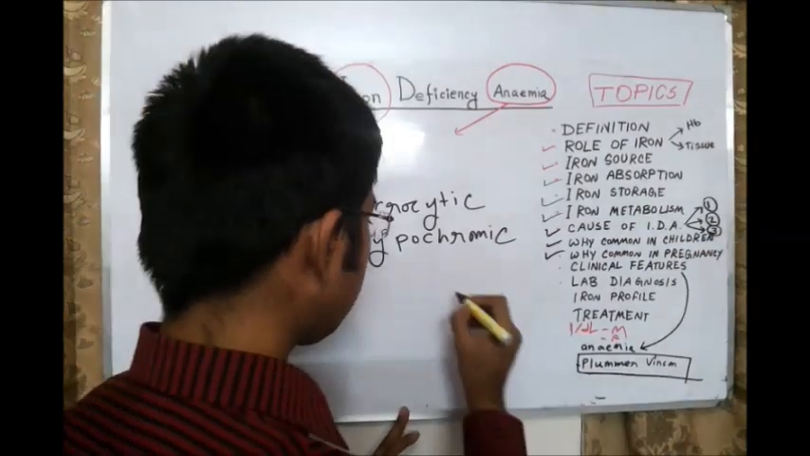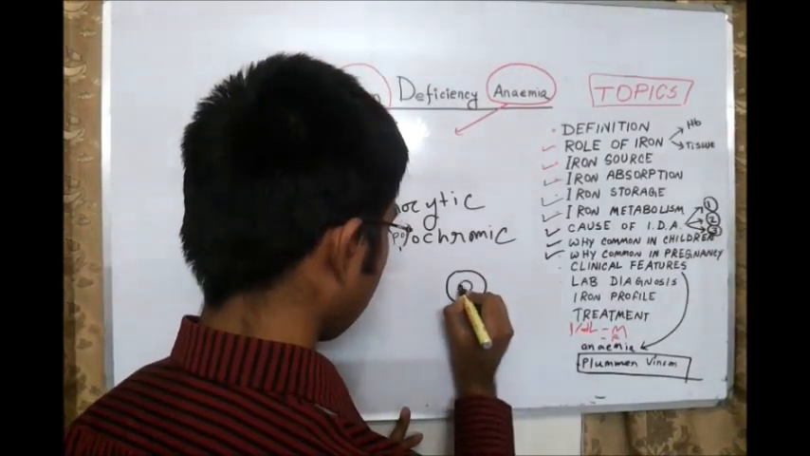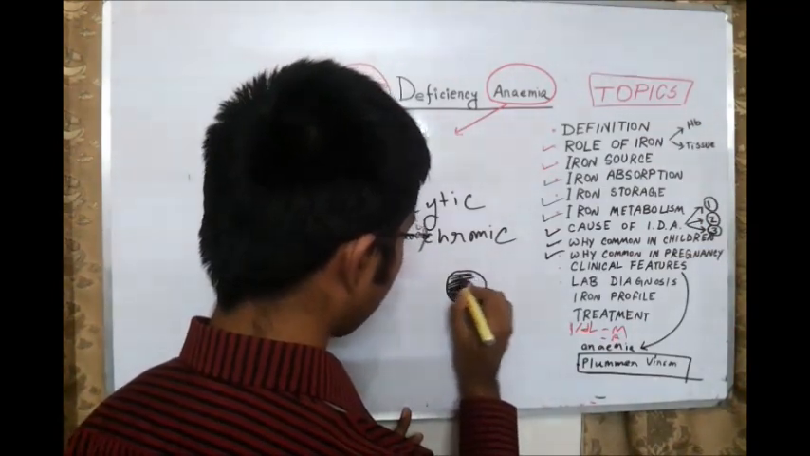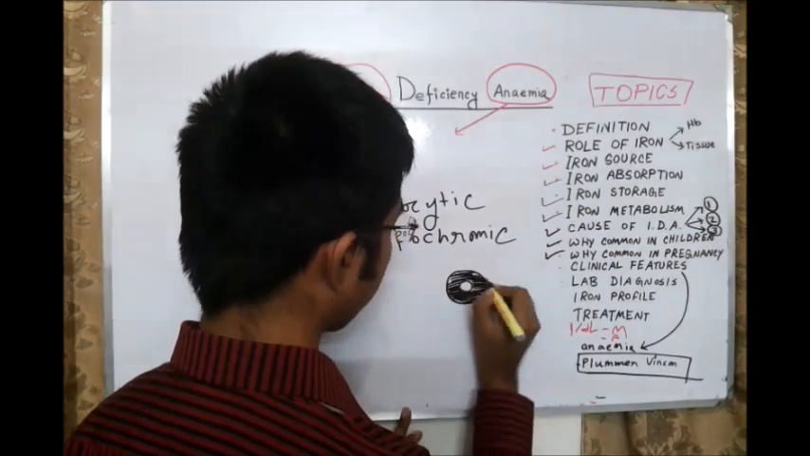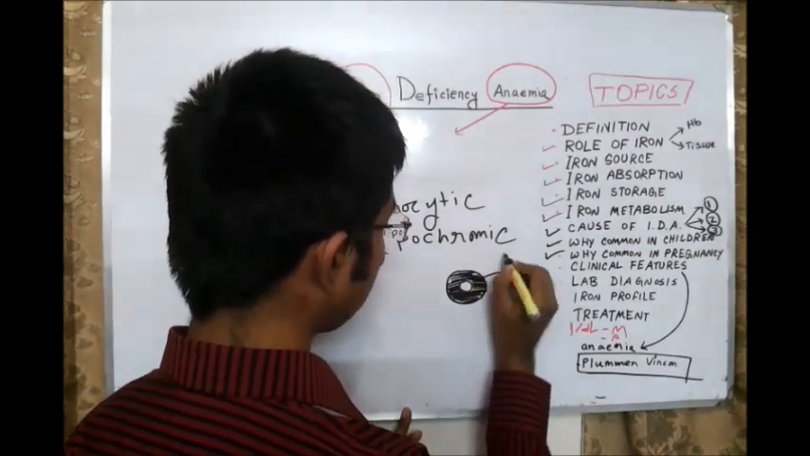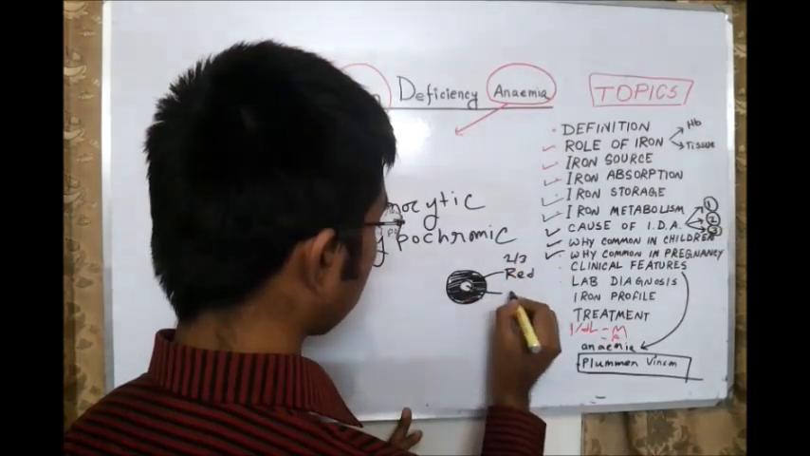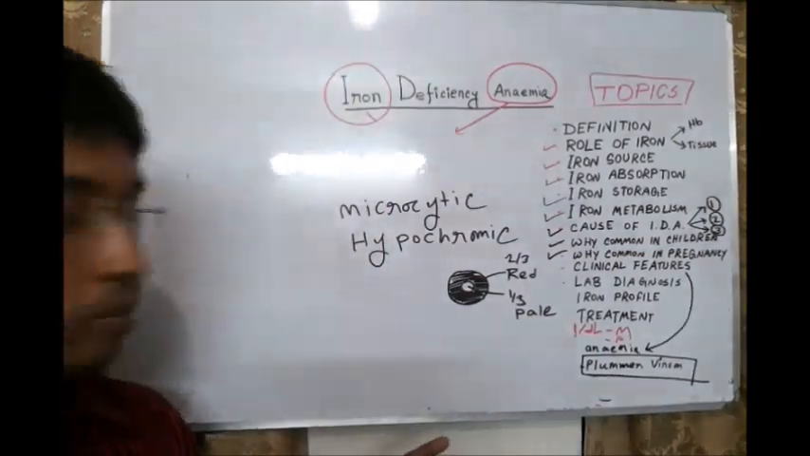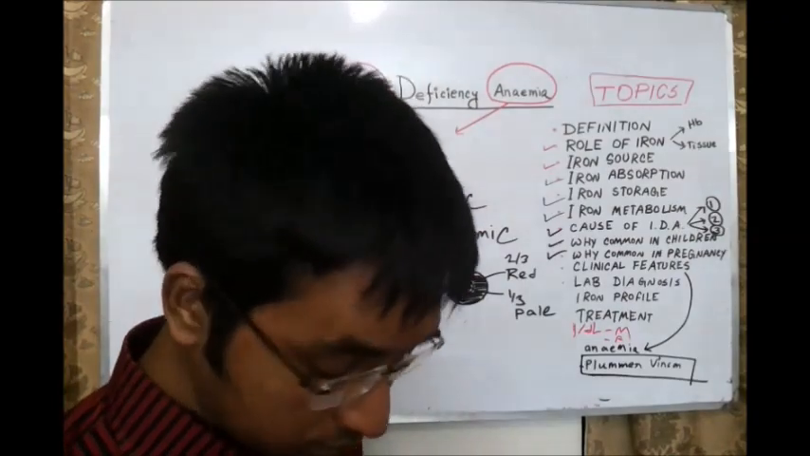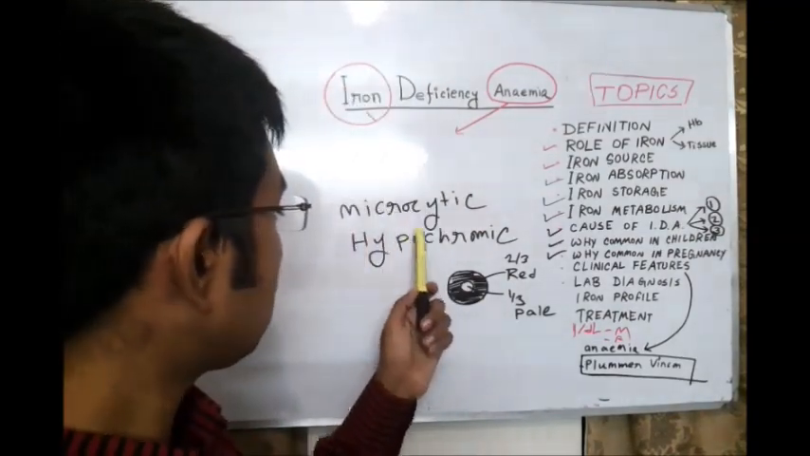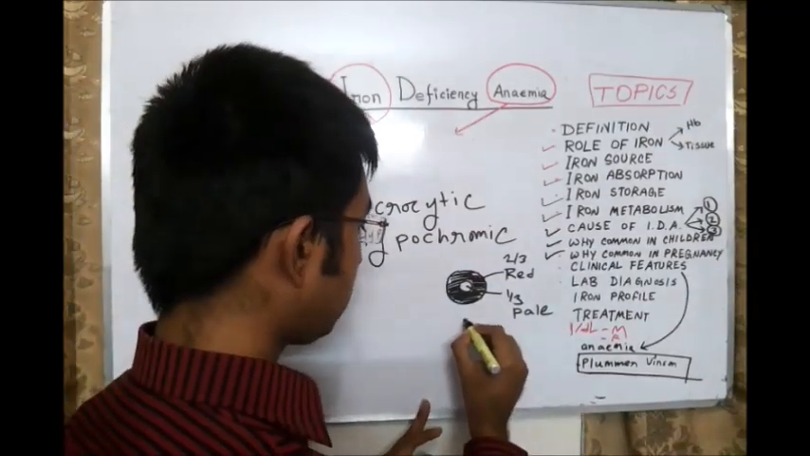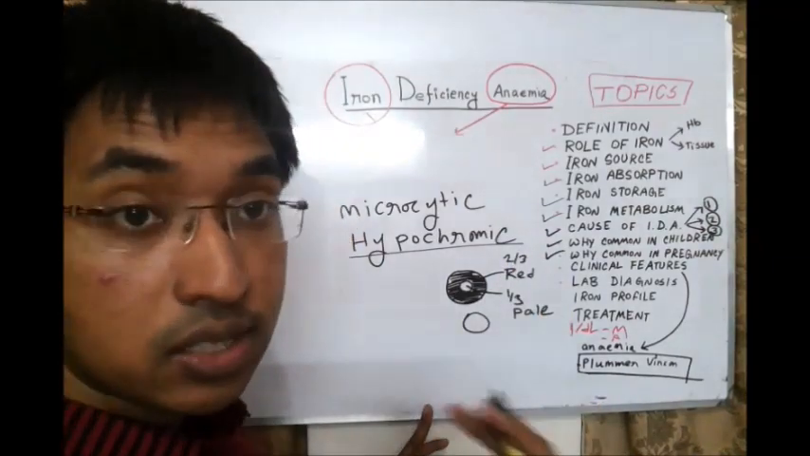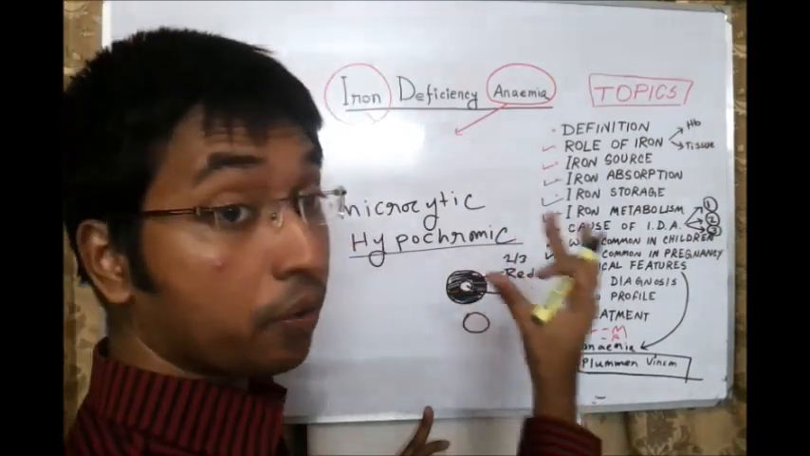You know, a normal RBC, of course, will be red. If we view it from the top, two-thirds is red and one-third is pale. This is the normal red blood cell. But what happens when we have this microcytic hypochromic picture? The size of the cell is reducing, so it will be smaller, and hypochromic. That means there is less hemoglobin, and the central pallor will increase.